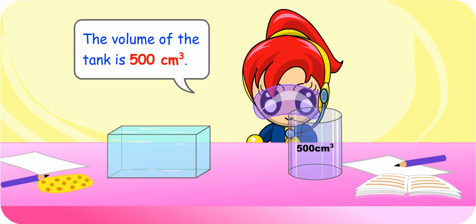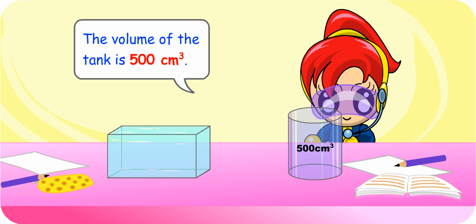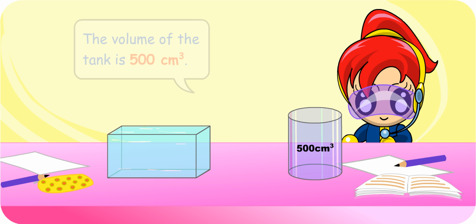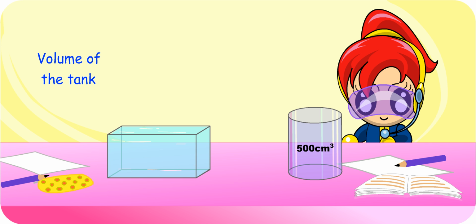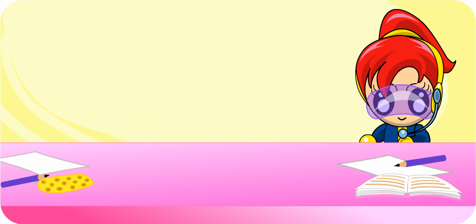You are right. Since liquid has no definite shape and it takes the shape of the container which it holds, the volume of the tank is equal to the volume of the water, which is 500 cubic centimeters. Let us proceed to solve word problems involving volume.